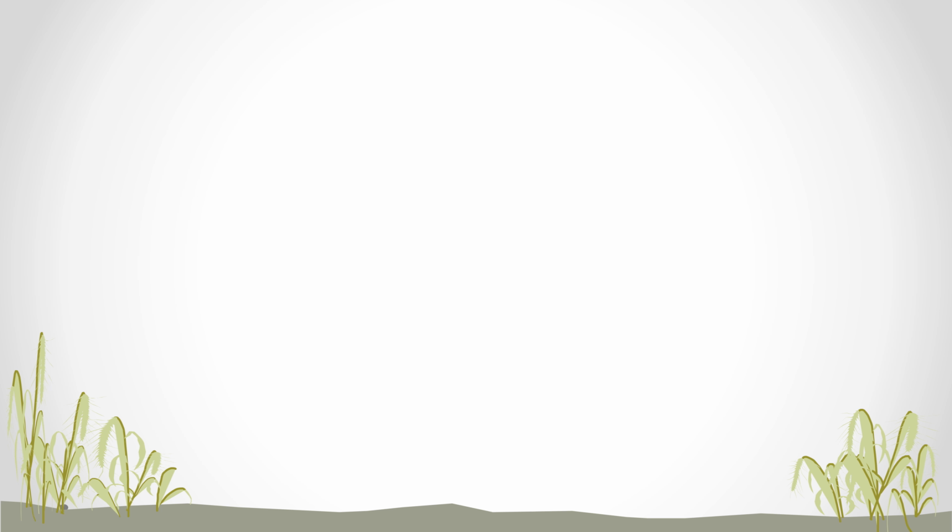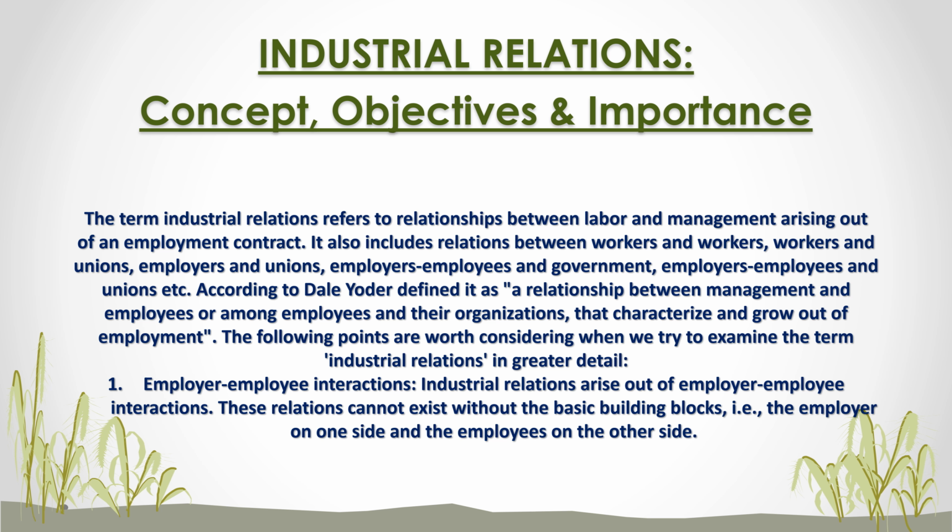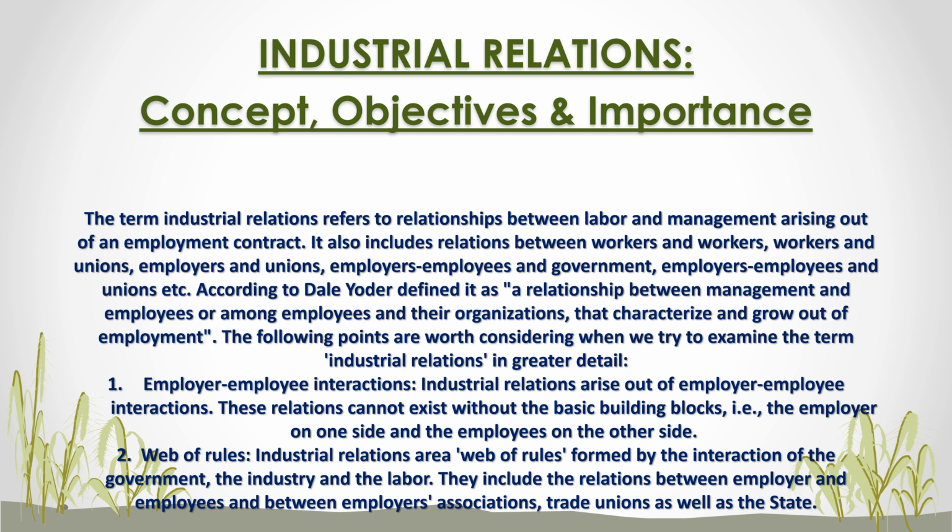The following points are worth considering when we try to examine the term industrial relations in greater detail. 1. Employer-employee interactions. Industrial relations arise out of employer-employee interactions. These relations cannot exist without the basic building blocks, i.e., the employer on one side and the employees on the other side. 2. Web of rules. Industrial relations are a web of rules formed by the interaction of the government, the industry, and the labor. They include the relations between employer and employees and between employers' associations, trade unions as well as the state.